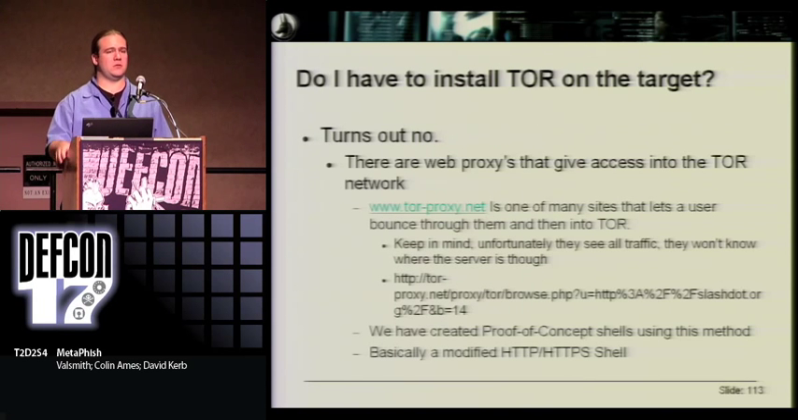We didn't want to have to install Tor on the remote end. So we wrote a tool. This backdoor goes through a website called torproxy.net. It's not the only one out there, but it's an easy way to bounce through. So we can do HTTPS straight to this place in Germany, and then it'll go anonymously to the Tor network. So in the end, no one really knows where we are.